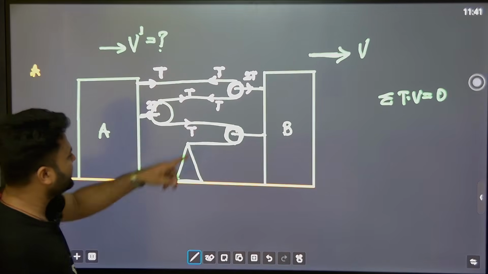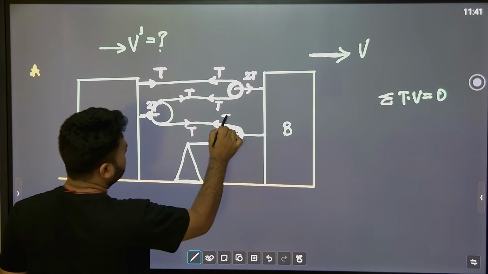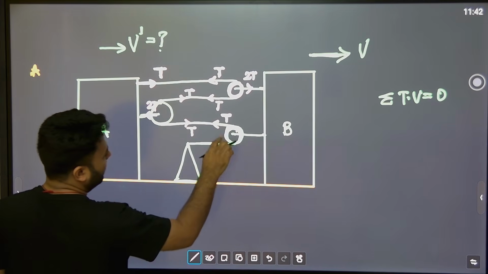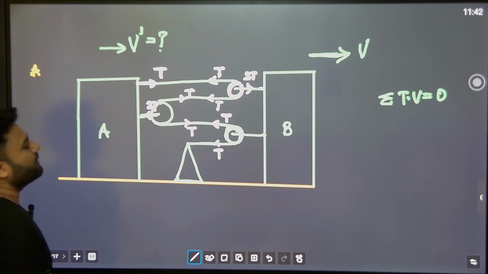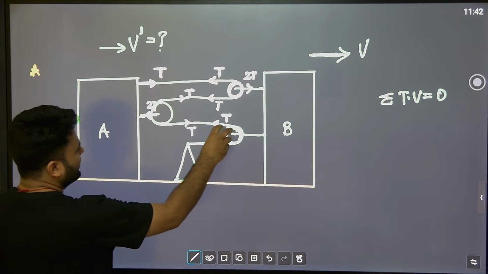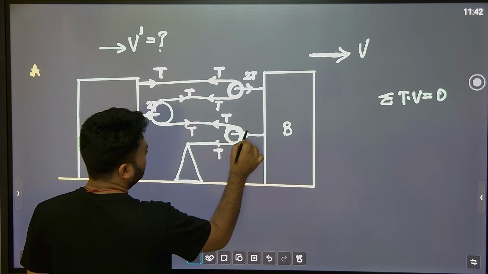2T. Acha, if this is T, so for this pulley, tension will act away. This will be T. And here also, this will be T. Now, for this pulley, this side is 2T, so definitely this side will also be 2T.